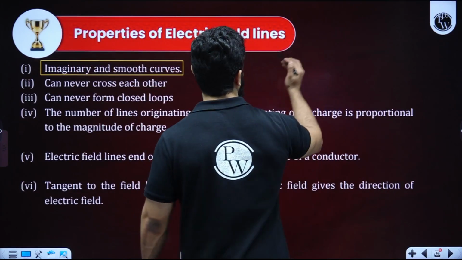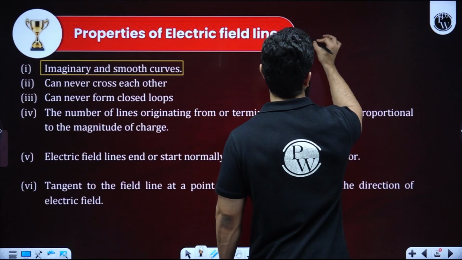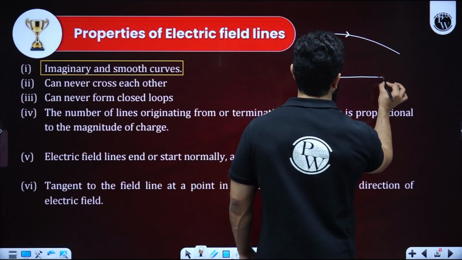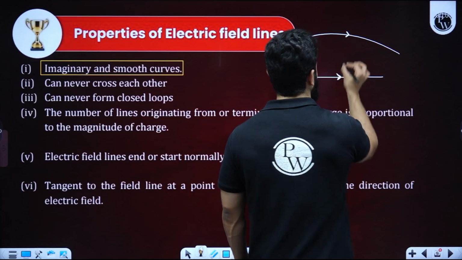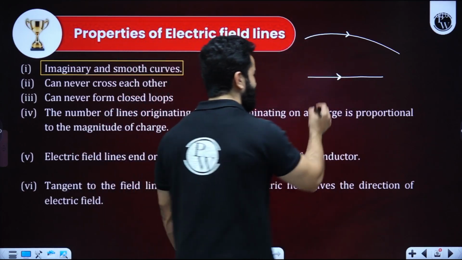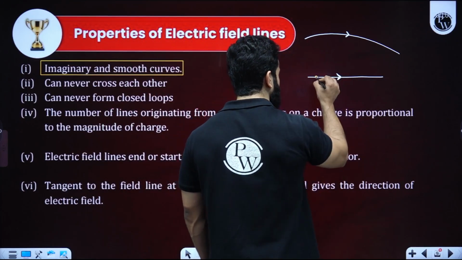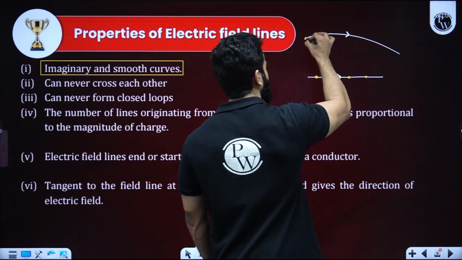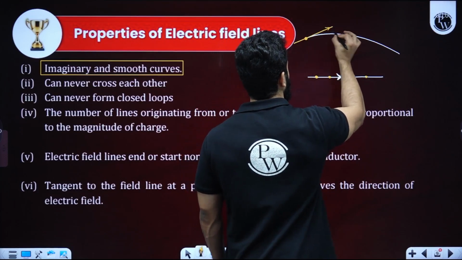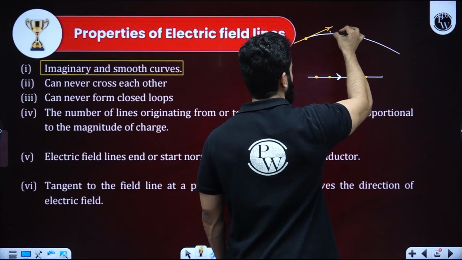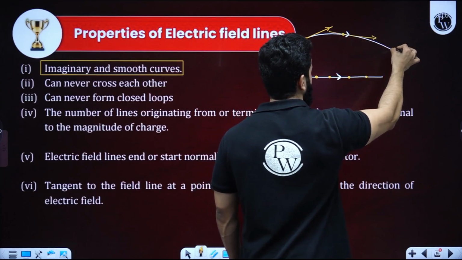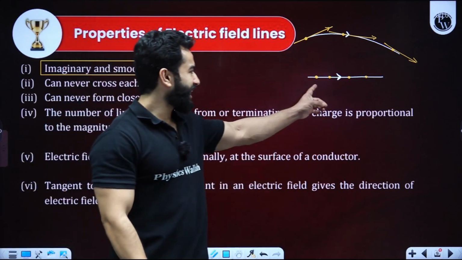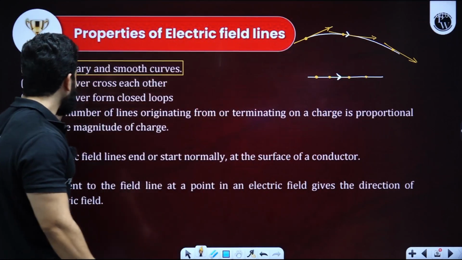So for example, let's suppose electric field lines something like this. Or you could have electric field lines like this. So what is the difference between these two field lines? The direction of electric field at each of these points is the same, that is in this direction. If you want to find out the direction of electric field at a point, draw a tangent. But at all of these points, direction is the same. So these are imaginary and smooth curves.